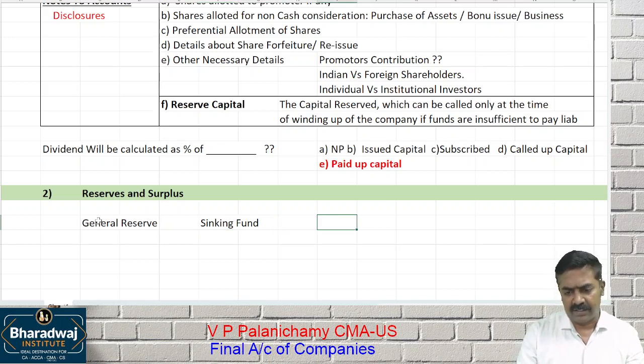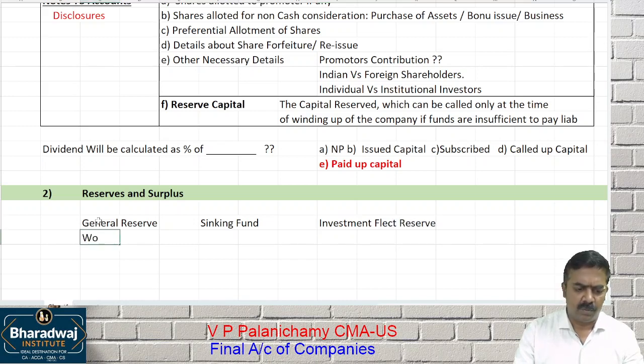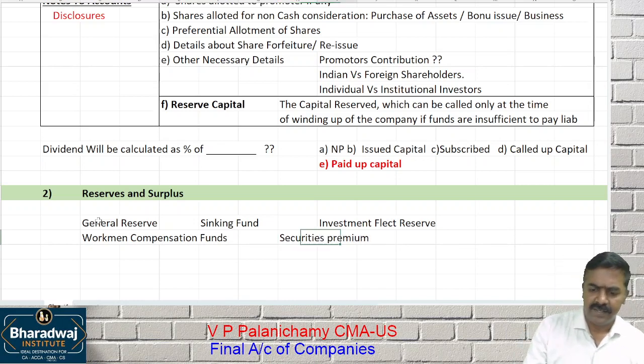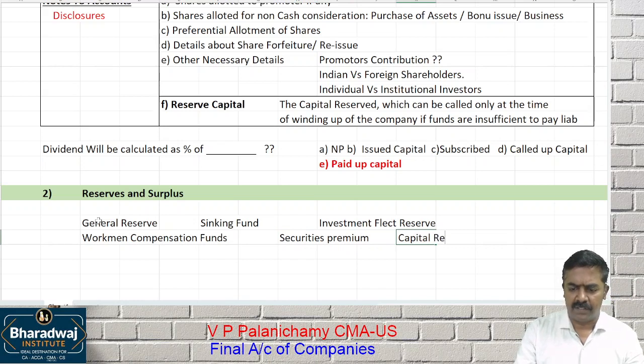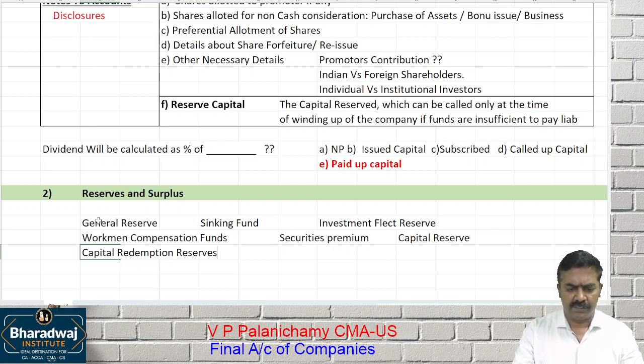It can be an investment fluctuation reserve. Workmen compensation fund. It can be securities premium. What is securities premium? When you issue the shares at more than the face value, it is called what? Securities premium. Capital reserve. We'll also learn something called capital redemption reserve. This is a new concept for you.